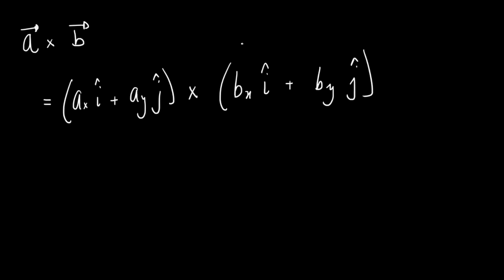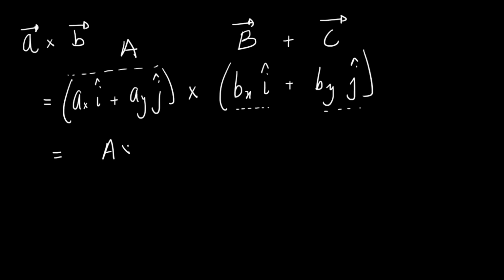We want to use the distributive property, so let's call this b. Let's call this vector c. Mind you, this is a vector, and let's call the whole vector a, so that we know what we mean by the distributive property. So this is the same as a cross b, and a is also a vector, the whole thing is just called a, plus a cross c, because the distributive property holds.